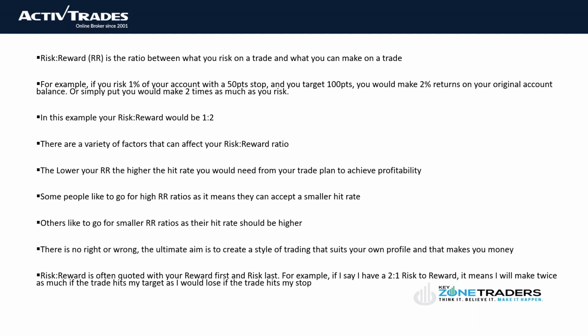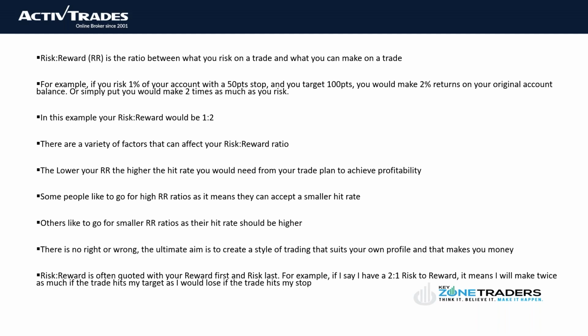So for example, if you risk 1% of your account with a 50-point stop and you target 100 points, you would make 2% returns on your original account balance. Or simply put, you would make 2 times as much as you risk. So as an example, the risk to reward would be 1 to 2, because you risk 1 to make 2 times the amount. There are a variety of factors that can affect your risk to reward ratio.